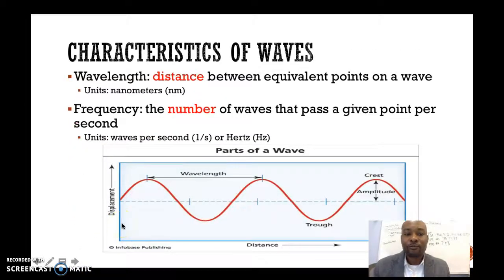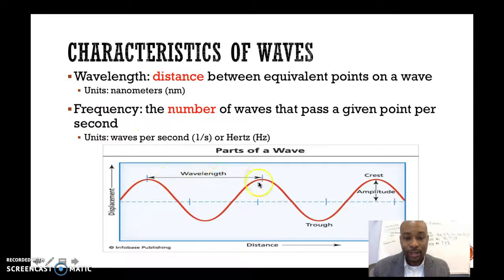Okay, so waves have particular characteristics. So we describe waves by the wavelength, which is the distance between equivalent points on a wave. And we use the units nanometers, which is 10 to the negative 9th meter. So 1 billionth of a meter. So it's very, very small here.